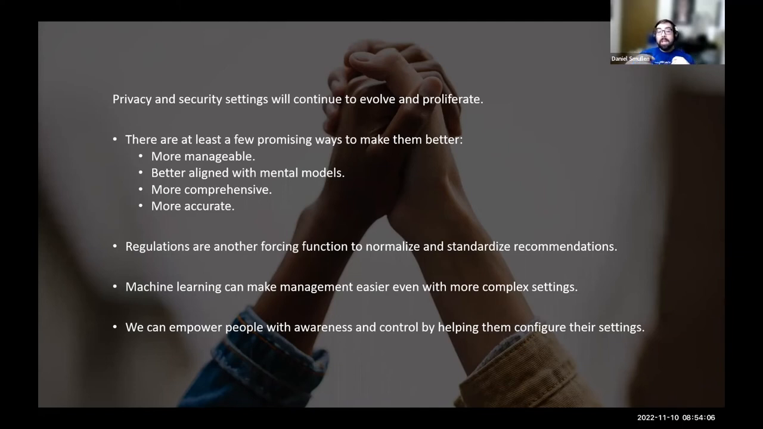So fundamentally, what we can do as privacy engineers is empower people. We can empower people with awareness of what's going on, and control, by helping them configure their settings. That's the key to success here. We want to help people. It's not really rocket science, although maybe sometimes it feels like it.